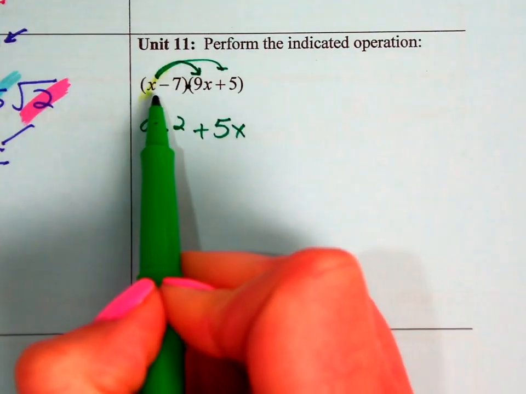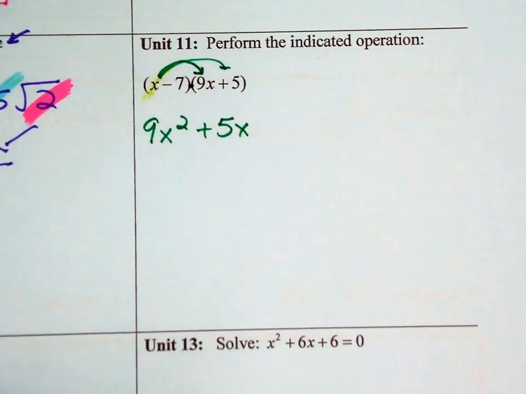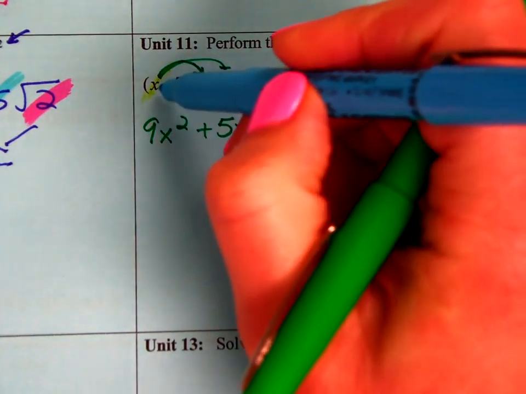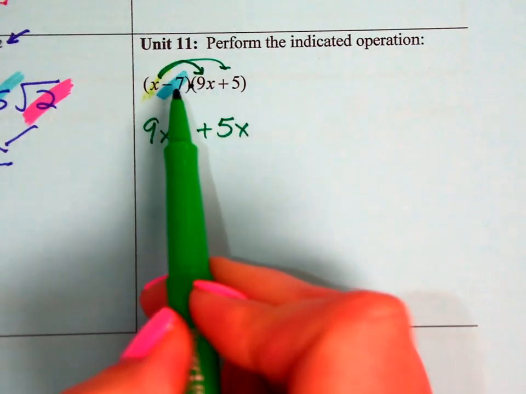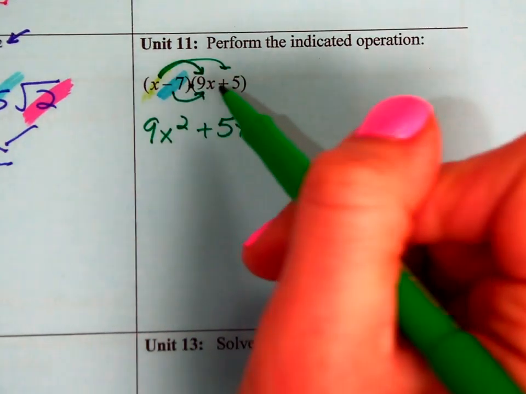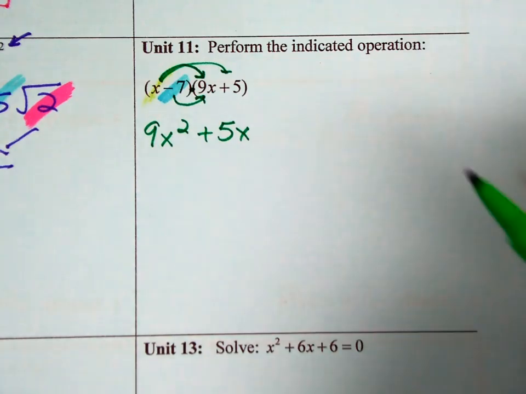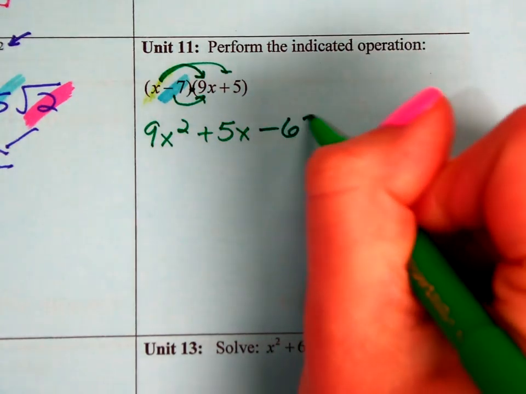Now we've distributed this x to everything in the second parentheses, so that means we move on to the negative 7. Again, it's not just 7, it's negative 7 because of the minus sign. So now negative 7 times 9 would be negative 63x.